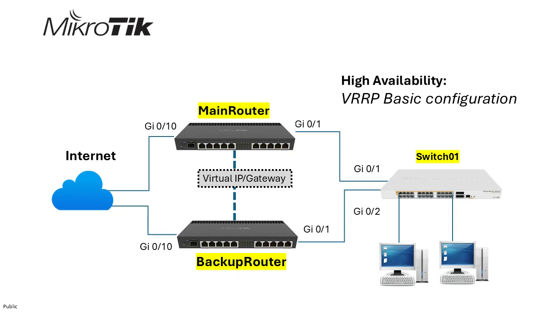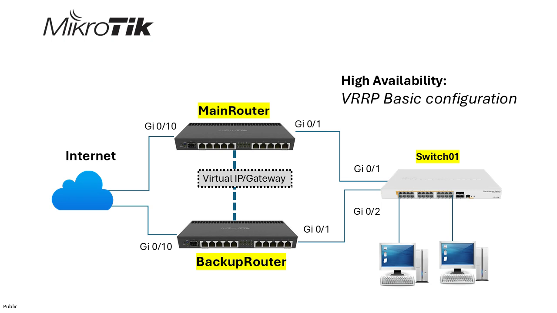In this episode, we're going to take you step by step through the process of configuring VRRP on Mikrotik routers. We'll show you how to set up two routers that work together to create a redundant default gateway for your network, ensuring that even if one router fails, the other takes over instantly without disrupting your services.